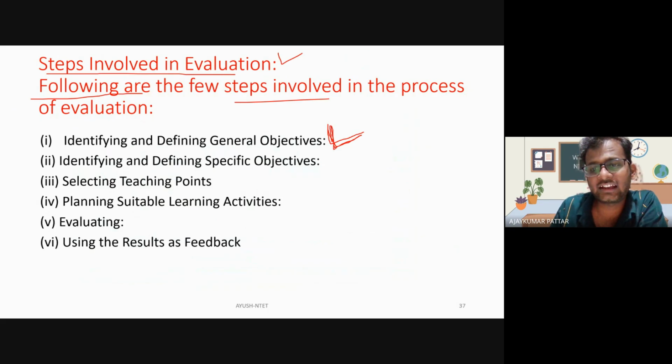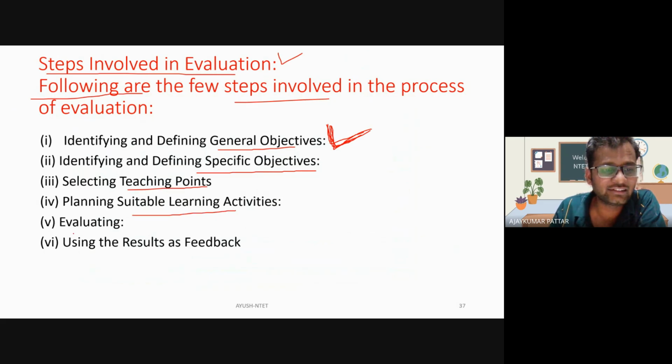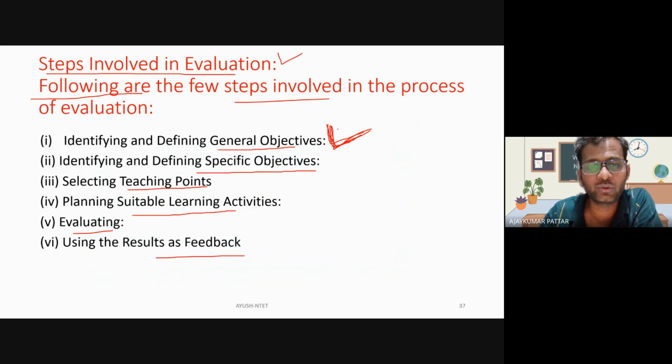So first क्या करते हैं हमने? General objective रखते हैं, identifying, defining the general objectives. Then that general objectives को defining specific objective of that particular course, then selecting teaching points, then suitable learning activities, then evaluating using the result as a feedback. For example, simply for your understanding, I am giving one example.